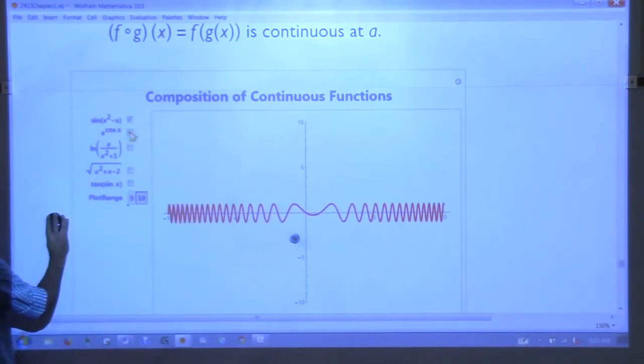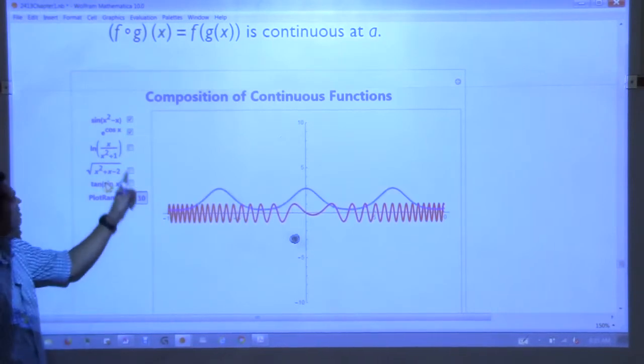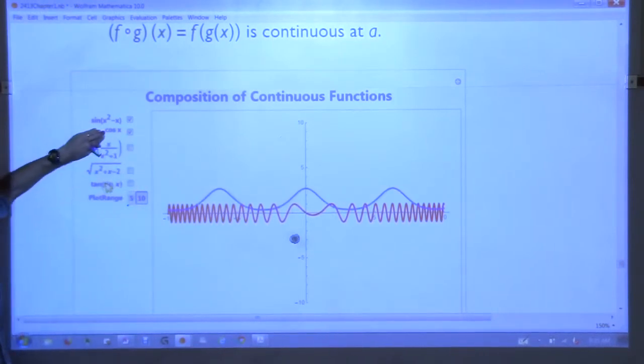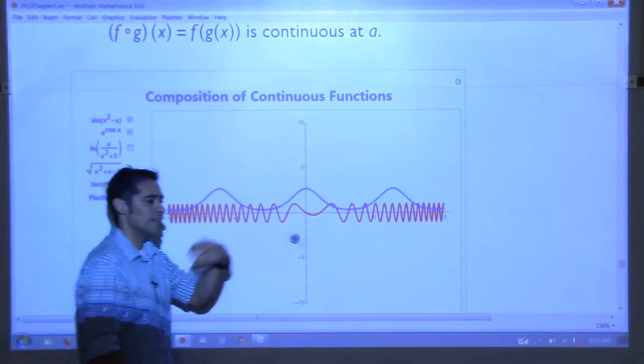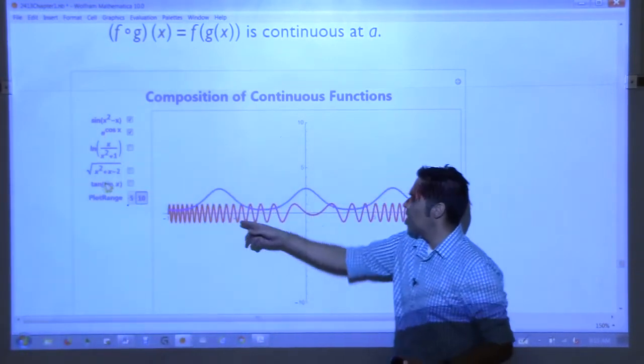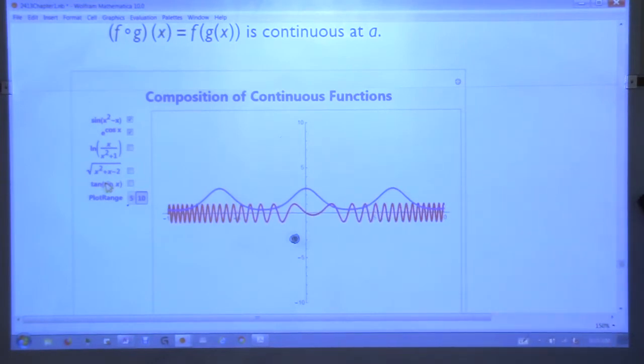So here's another example, e raised to the cosine x. So cosine x by itself is continuous, and then e to something, that's exponential, that's continuous. So when you compose the 2, you get this blue curve, it's also continuous. All right, and I can continue with more and more examples. All of those can be drawn without picking up your pencil.